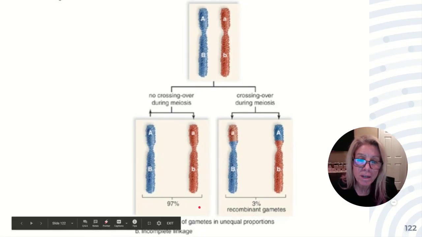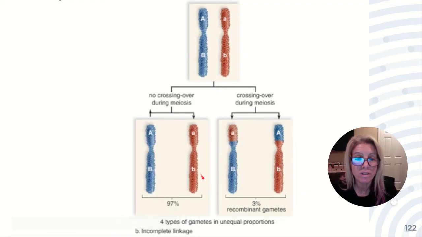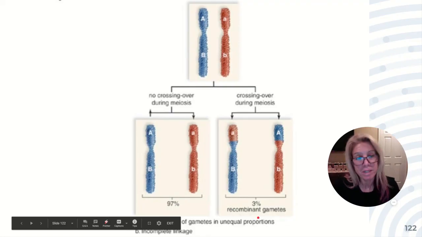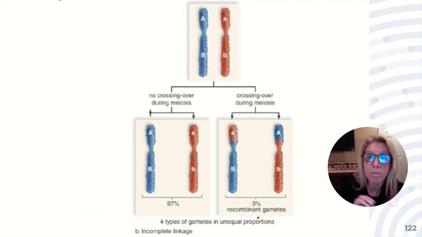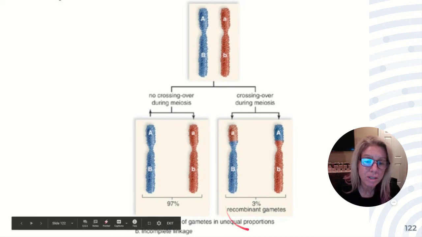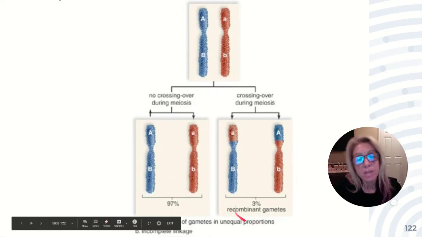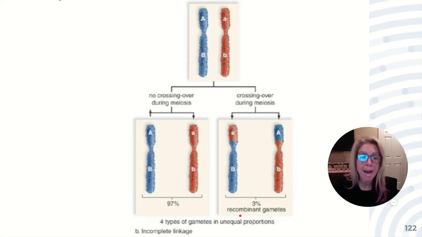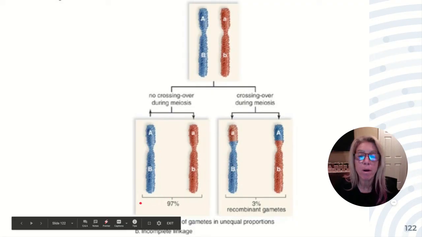And so look right here. Most of the time they didn't though, right? 97% of the time they traveled together, and a very small percentage of the time you broke up that linkage. So if you ever do a dihybrid cross and it does not turn out 9-3-3-1, if it comes out some other way, then you might consider that it is linked genes. Now, notice here it was 3% recombination. This can be turned into a map unit as to how far apart they are.